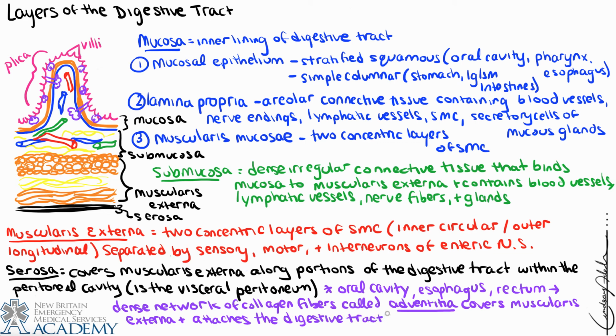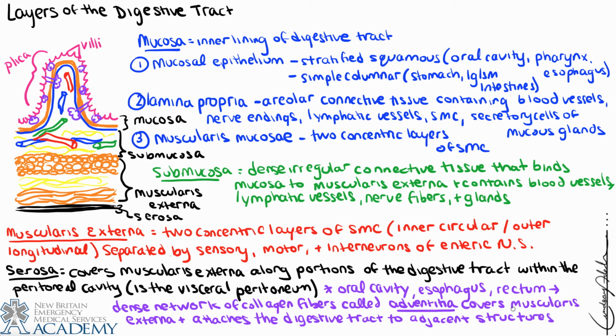And then the other point that I want to make here is that the oral cavity, esophagus, and rectum are not technically in the peritoneal cavity. They're above and below. In those cases, the muscularis externa is surrounded by a dense network of collagen fibers called adventitia. So we refer to it as adventitia when we're outside of the peritoneal cavity, while we refer to it as serosa when we're inside the peritoneal cavity.